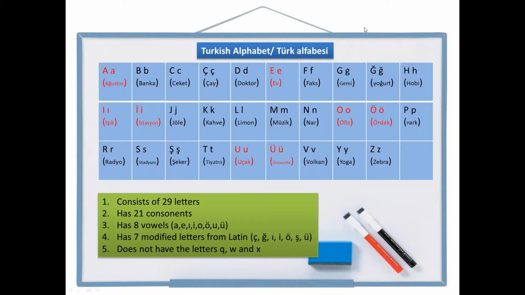As you see on the chart, most of the letters are familiar for the English language speakers. A few of them different. For example, Ö and Ü have dots on them. Ç and Ş have tails. And one of the letter even has a hat. Yumuşak G, soft G. Okay, now let's take a close look to the alphabet.